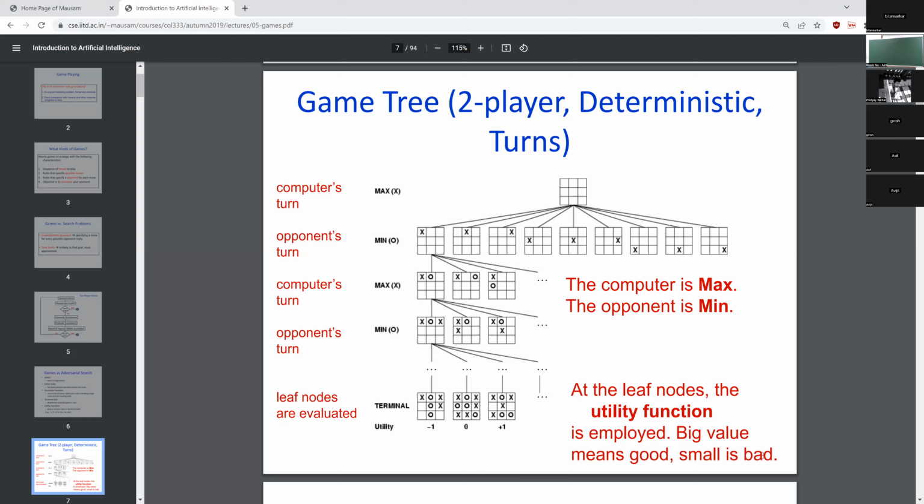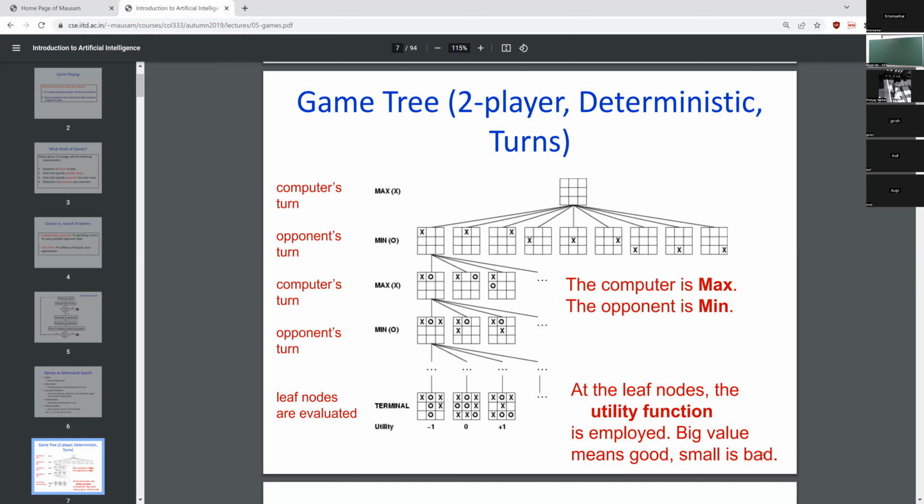Sir, for each level it decreased by 1. Like for the first level, we can arrange it in 9 positions. In the second, it's not 9 square, but 9 into 8. 9 into 8, right? 9 into 8 means it's 9 factorial.